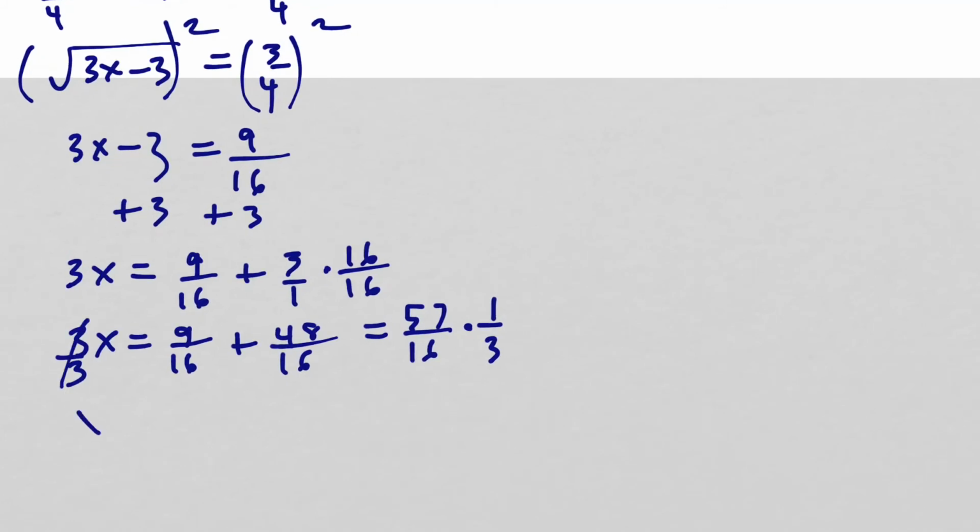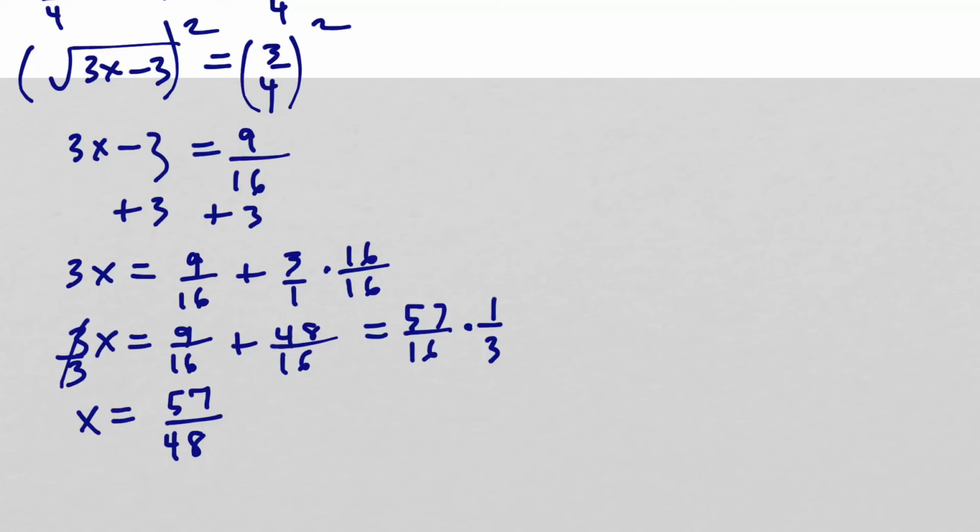So I have x is equal to 57 on the top, 3 times 16 on the bottom. So that's 57 times 1. 16 times 3, that's 48. So I think my answer is 57 over 48.